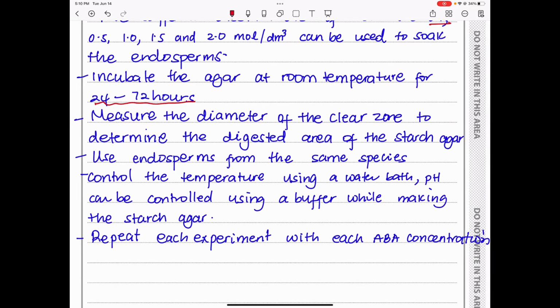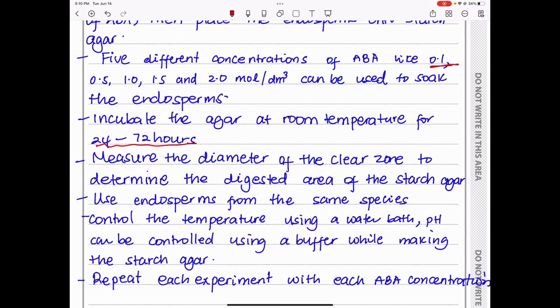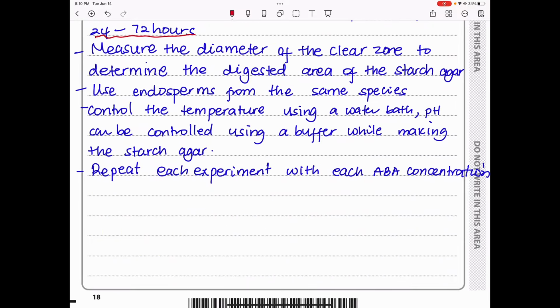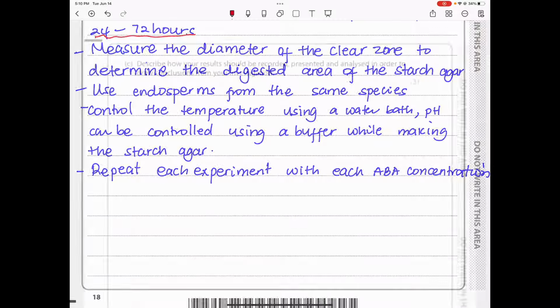Lastly, we have to repeat the experiment at each concentration of ABA. Remember, the concentrations you have chosen are from 0.1 to 2.0. It means at each concentration we have to carry out repeats in order to calculate the mean, and then we will use that mean value as a representative value for that specific concentration.